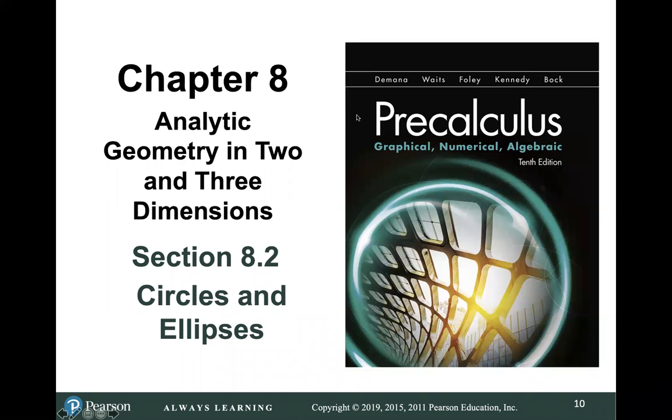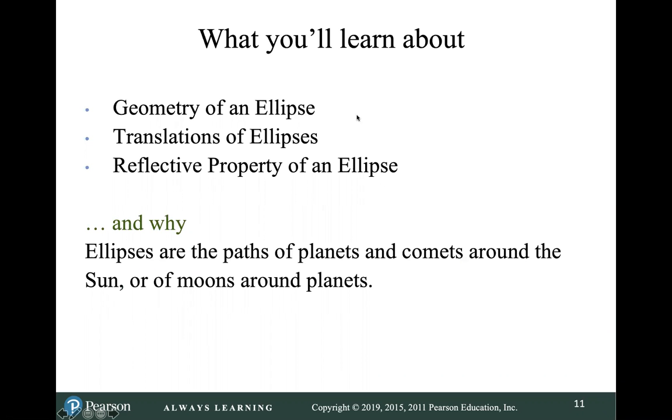Welcome to the Chapter 8 Part 2 video where we're going to be taking a look at ellipses and circles. So why do we care? Ellipses are the paths of planets and comets. I kind of mentioned this last class. Whenever an object enters a gravitational field, its path will follow that of an ellipse or occasionally a hyperbola.